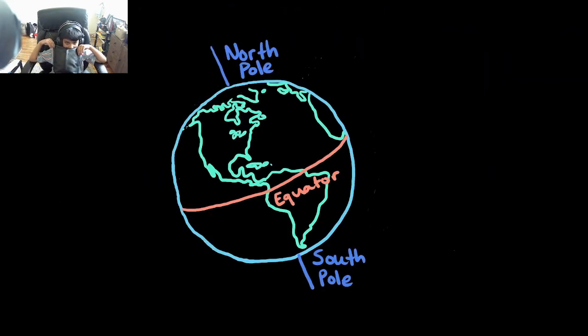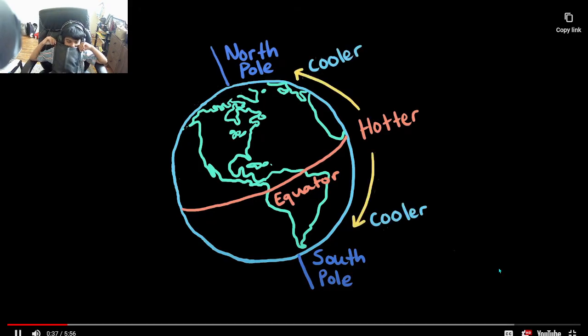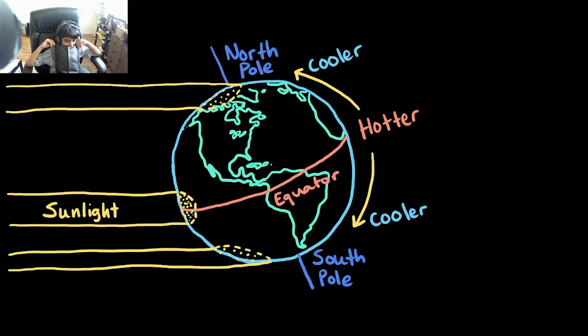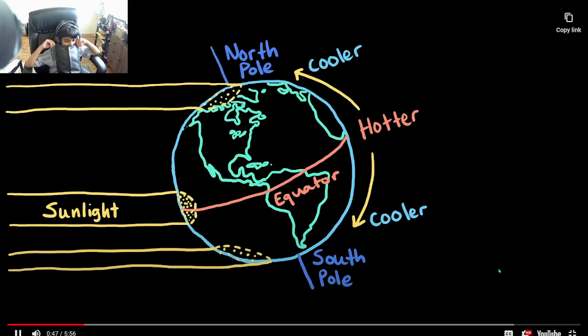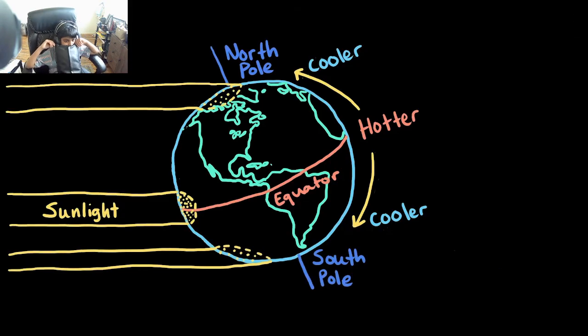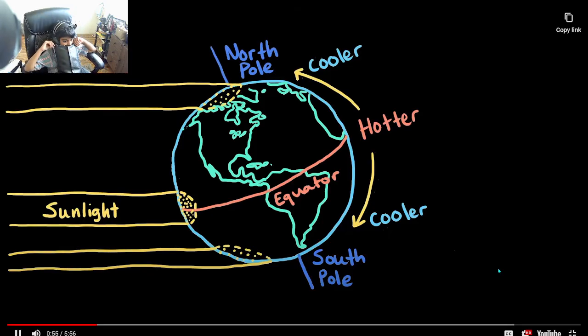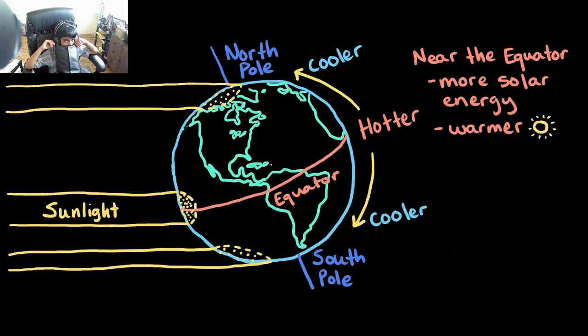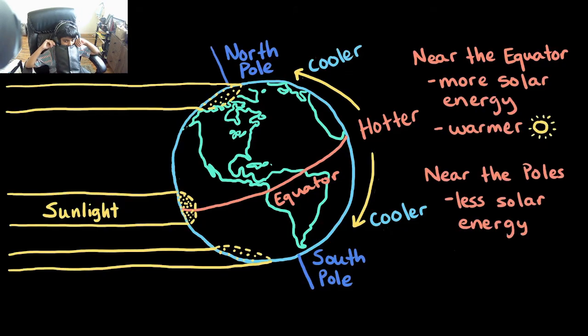The sun actually heats Earth unevenly. We know that it's hotter near the equator and it gets colder as you go towards the poles. Near the equator, the sun's rays hit Earth's surface more directly, while near the poles, the sun's rays hit Earth's surface less directly. In both regions, the same amount of solar energy is hitting Earth, but near the equator, this energy is concentrated into a smaller area, and near the poles, it's spread out over a larger area. So the regions near the equator get more solar energy, which makes them warmer, and the regions near the poles get less solar energy, which makes them cooler.